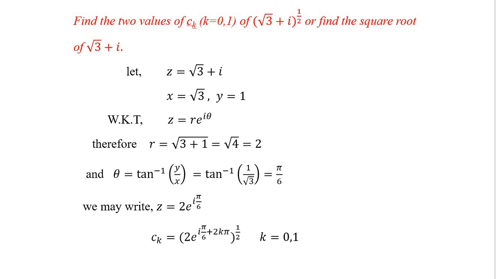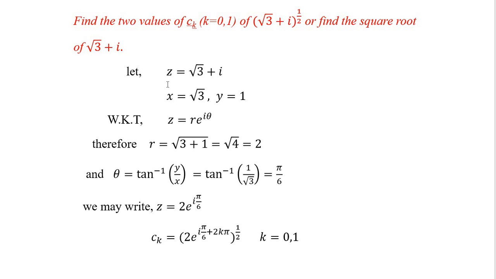Next problem: find two values of Ck where k equal to 0, 1 of root 3 plus i. Let us find the square root of root 3 plus i. So let's take z equal to root 3 plus i.